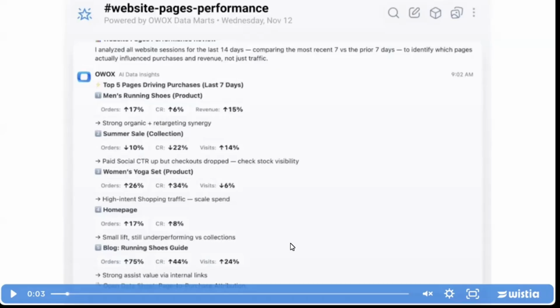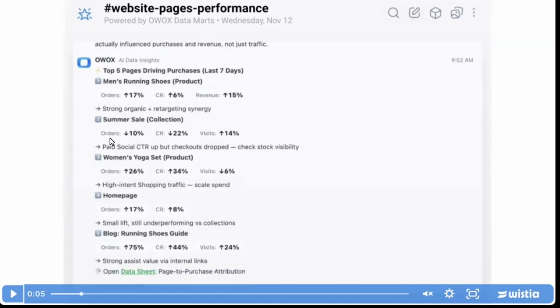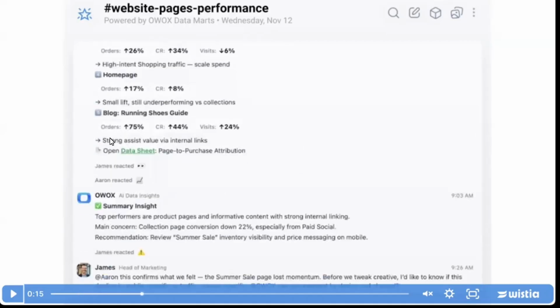So the recommendation here is to have those kinds of notifications and check if there is a significant drop compared to the past week, or maybe the past couple of weeks, for a specific page. Let's say in this example, it's a summer sale collection. That's where we have the drop. And we can add to the recommendation specific information on where the drop was, or in which channel it was, right?